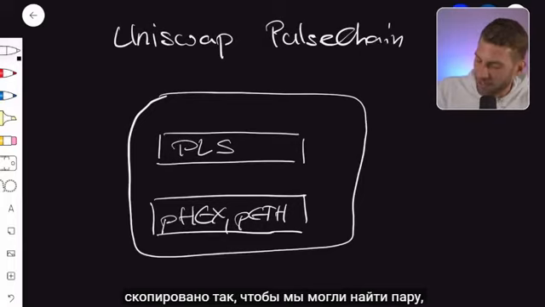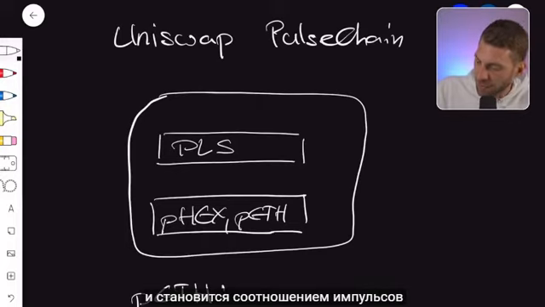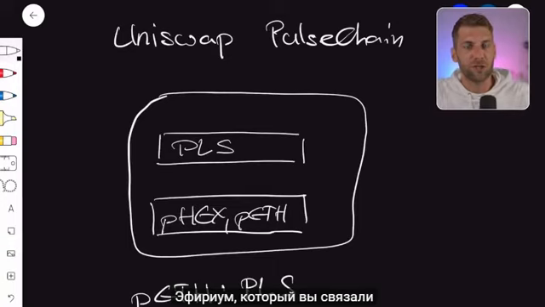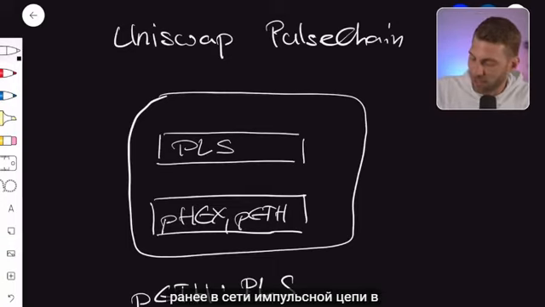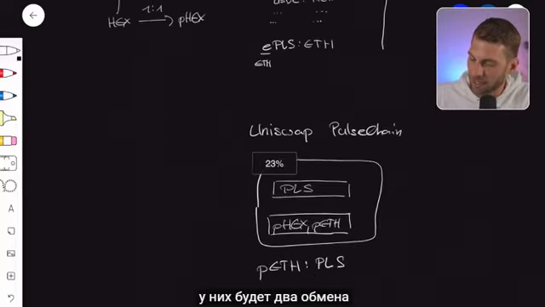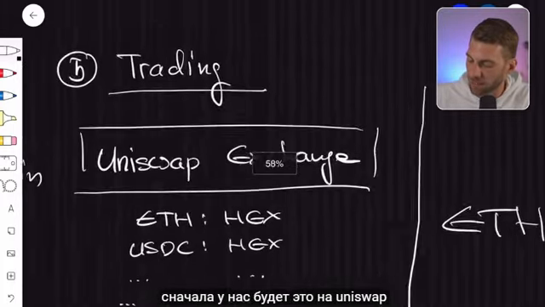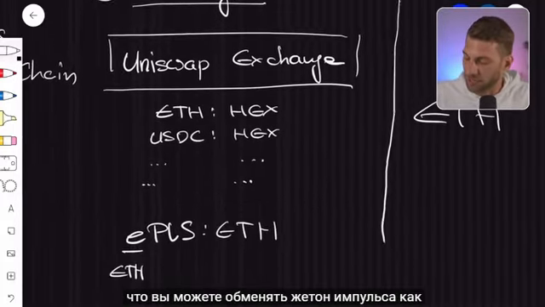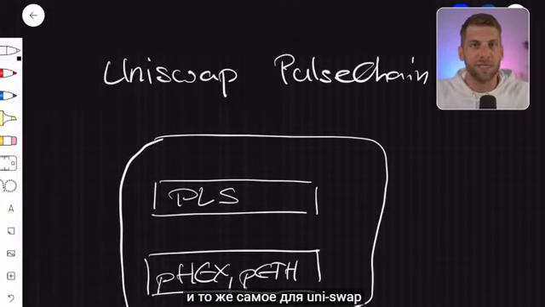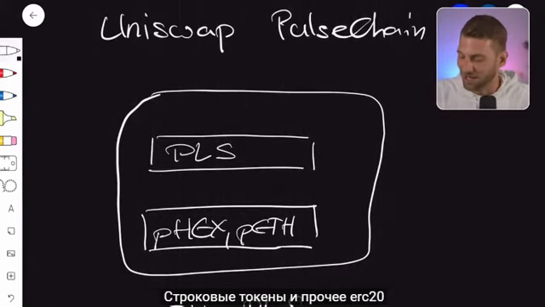So we will find the pair which will be called Pulse Ethereum, because it's on the PulseChain, and it will be to the ratio of Pulse. This means you can easily swap some Ethereum which you bridged before onto the PulseChain network into PLS tokens or whatever you would like. So you will already have two exchanges which will have listed the token. First, we will have it on the Uniswap exchange on the Ethereum blockchain, where you can trade the Pulse token for Ethereum, and the same will go for the Uniswap exchange on the PulseChain network, where you can easily trade your PulseChain tokens and other ERC20s.